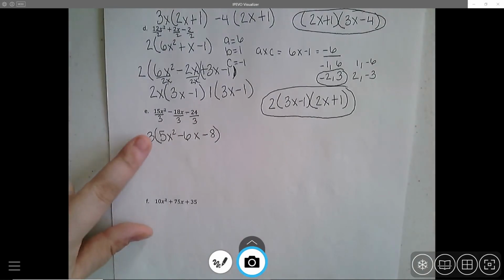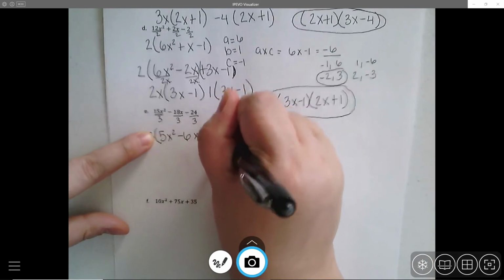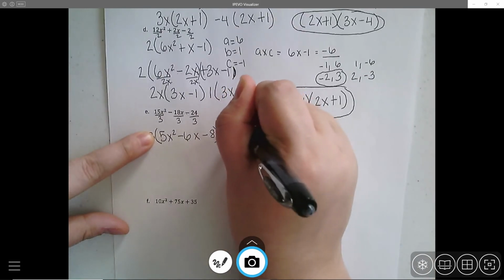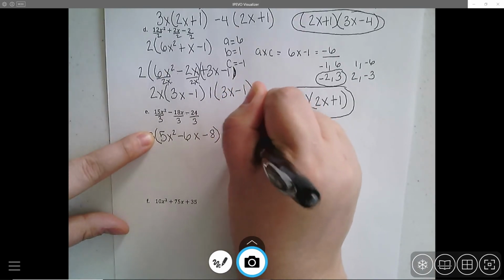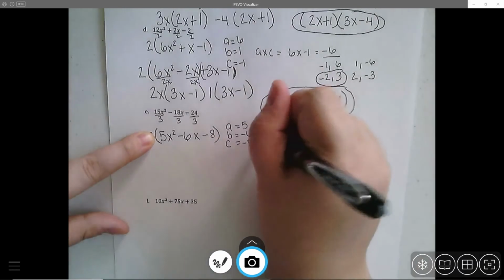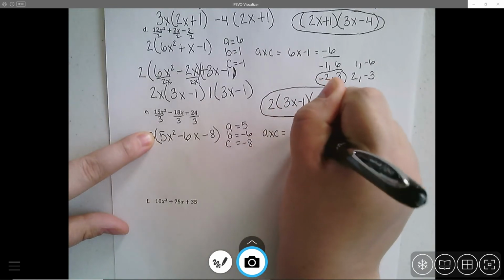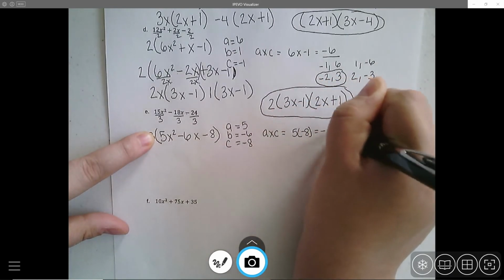Now, you ignore this 3 out in front. A, B, and C. A is what's in front of x squared. B is what's in front of x. C is your constant at the end. Now you're going to take A times C. 5 times negative 8 is a negative 40.